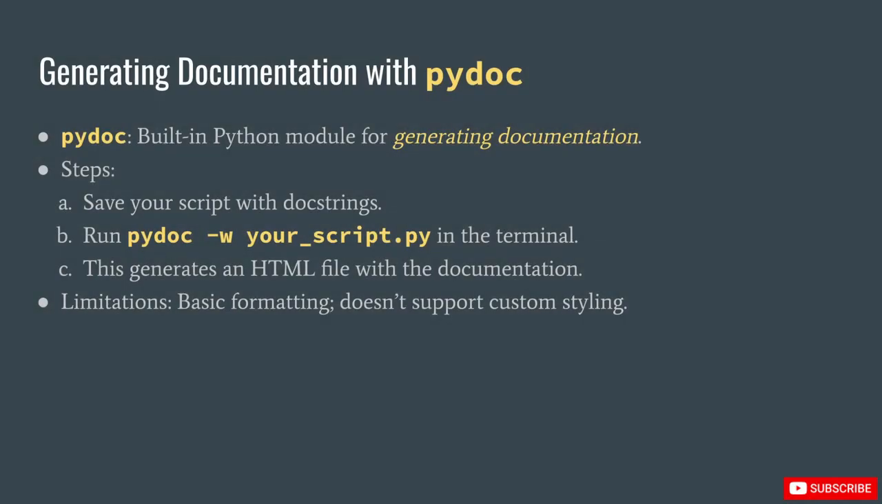To generate documentation for your Python code, you can use the built-in PyDoc module. First, make sure your script contains docstrings. Then, simply run the PyDoc command in the terminal. This will generate an HTML file with the documentation extracted from your docstrings. Keep in mind, though, that PyDoc has some limitations. It offers basic formatting and doesn't support custom styling. It doesn't support Google-style docstrings either, so it's more suited for quick default documentation.